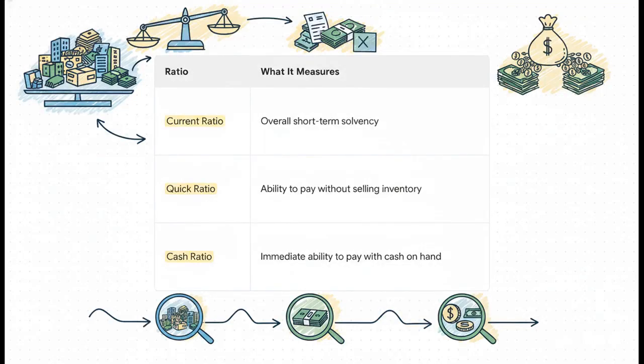Now, the three most common liquidity ratios you'll hear about are the current ratio, the quick ratio, and the cash ratio. Each one gives us a slightly different, and I'd say increasingly focused, view of a company's ability to cover its debts. You can think of them as a set of progressively stronger magnifying glasses, where each one gives us a sharper, more detailed look at the company's financial situation.